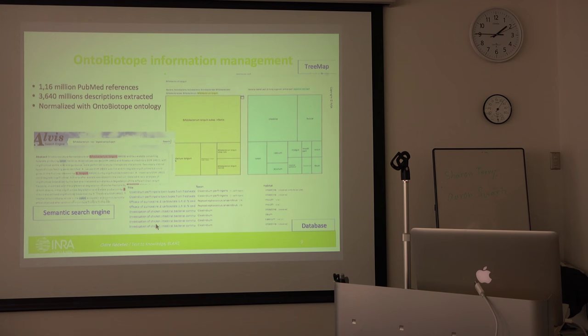Here are different screen copies of the Ontobiotope information management system that we developed based on this ontology population processing. We extracted more than 3.5 million descriptions from PubMed. We normalized these descriptions with the Ontobiotope ontology, and we linked them to the bacteria, the microorganisms that were mentioned. There are different ways to query this database, either directly through queries, or using a semantic search engine, or using a tree map to navigate in a synchronized way between the tree of bacteria and the tree of habitats. They are organized hierarchically.